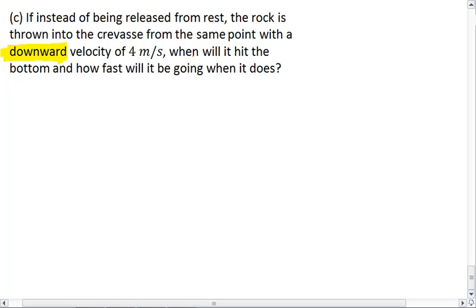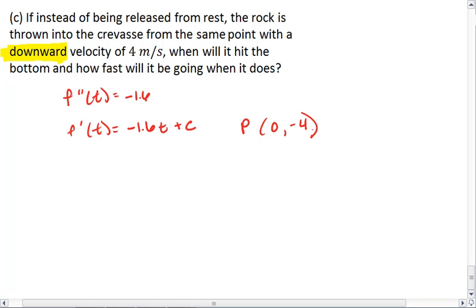When will it hit the bottom is going to ask us for time, and how fast is asking us for velocity. We still have the same acceleration due to gravity, negative 1.6. Velocity, we use the same process, but we're going to have a different c term because we're going to use the point 0, negative 4. Because at 0 seconds, when we first throw this rock, the rock is already traveling downward at 4 meters per second.